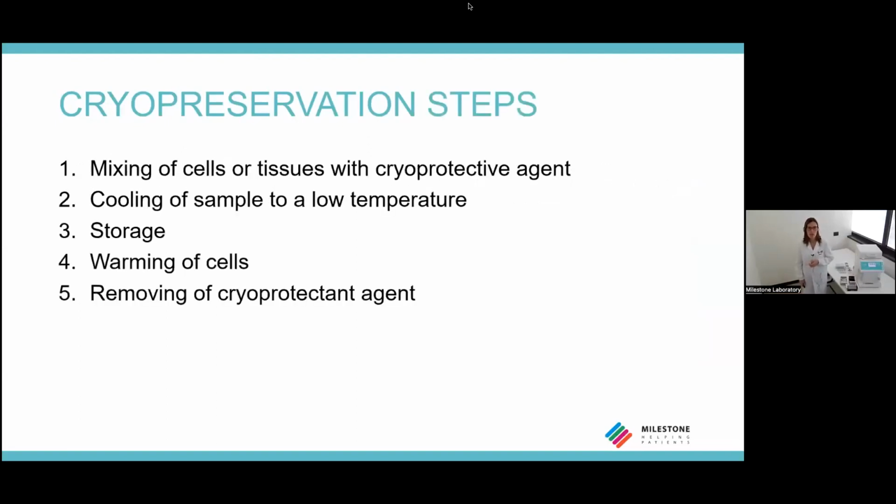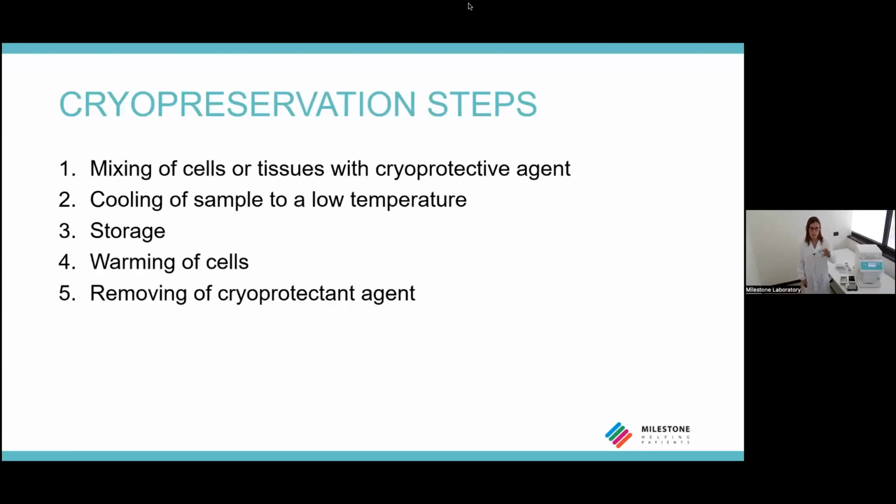The cryopreservation steps start with the mixing of cells or tissue with the cryoprotective agent. We will see it later on. Then the freezing of the sample to a very low temperature and the storage. I remember that the storage must be well organized and documented. Then, when a sample is necessary, it must be warmed up, and this warming up must be very fast in order to allow the immediate removing of the cryoprotectant agent. This reagent, in fact, is toxic at living temperature for cells.